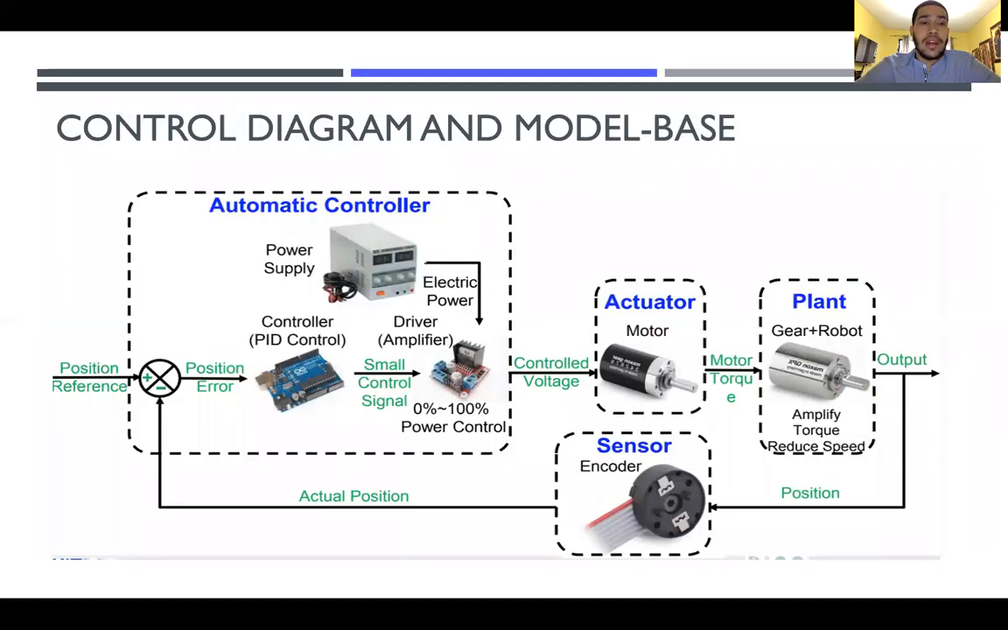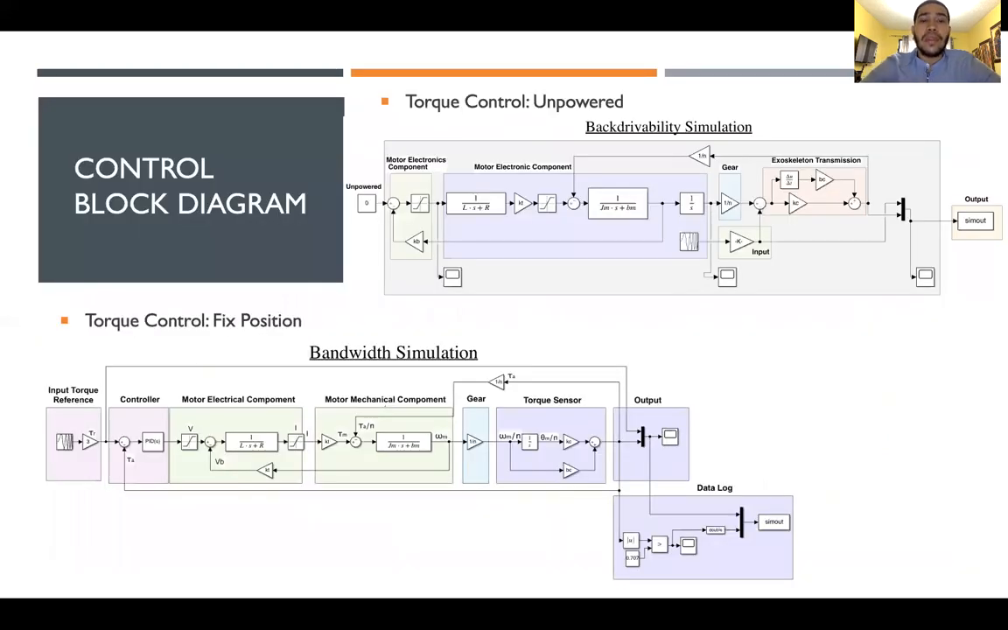This is a control diagram. It takes an input that goes through the computer controller and gives voltage to an actuator, and then to a gear or robot, and then the sensor feeds back into the controller. This is the control block diagram that I use to calculate the back drivability simulation and the bandwidth.